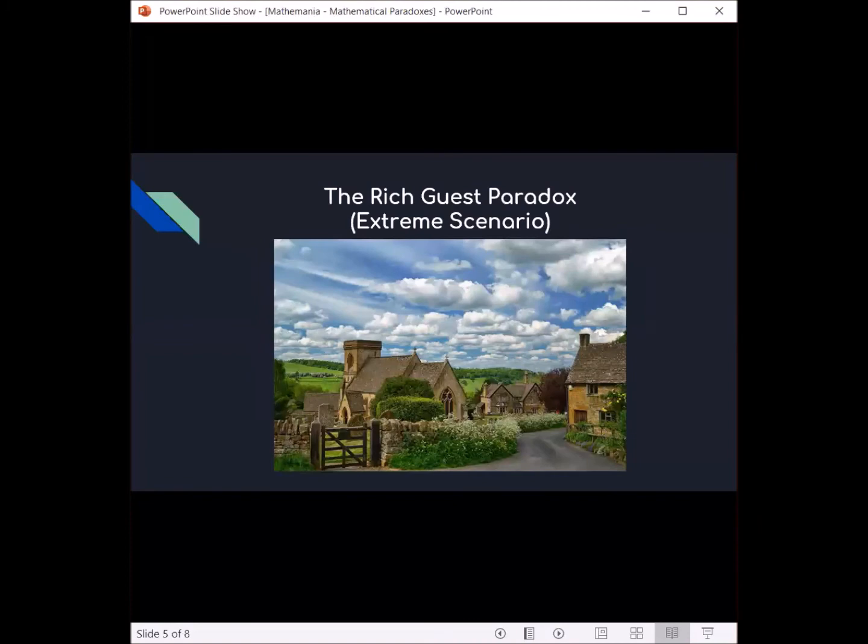That is the rich guest paradox. This is not a paradox per se. It's a pretty extreme scenario, but nonetheless, it's very interesting. So let's say in this town, every single citizen is in debt with another citizen, right? Every single person is in debt. And the hotel, the only hotel in this town, is not really doing so well. And it is on the brink of closing.